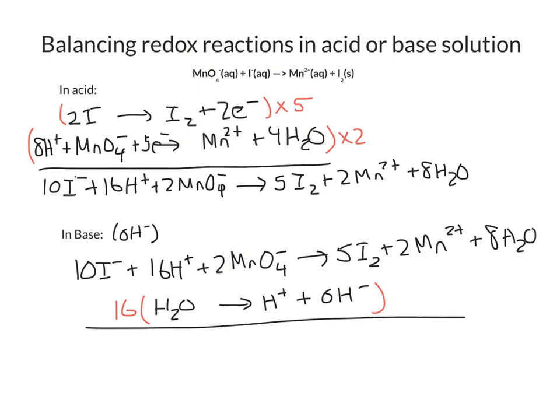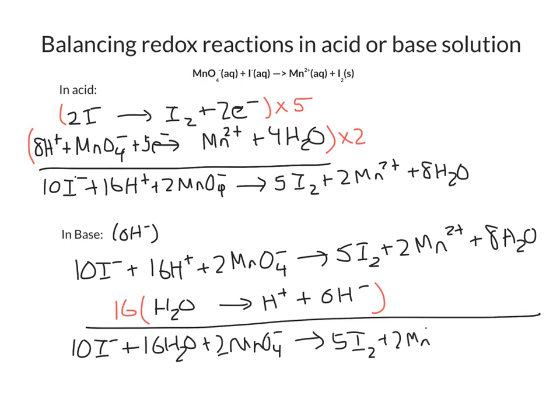So when I do that, I end up with 10 I minus, plus my 16 H pluses cancel, but I have 16 waters plus 2 permanganates, and that goes to 5 I2 plus 2 manganese 2 plus, and now I have 8 waters plus 16 OH minus. Now the last thing I can do is recognize that I have 16 waters here and 8 waters here. So I can cancel 8 of these waters with those 8 waters. So I can make this an 8, because 16 minus 8 is 8, and I can lose these guys, right?